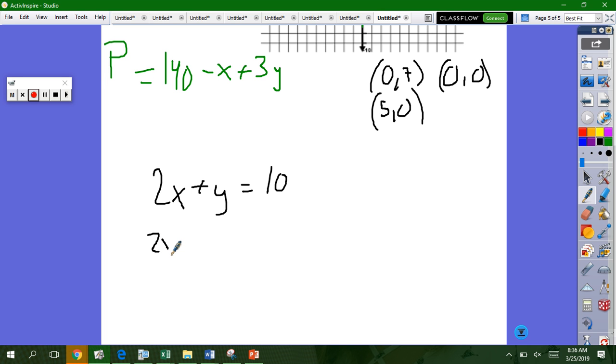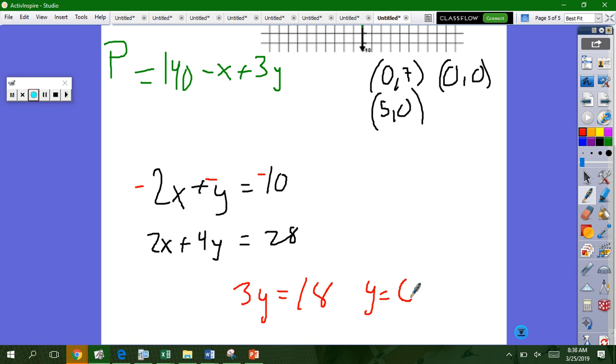2x plus 4y equal to 28. All right. So we're going to do the system. So notice it's really nice that our x's are aligned, aren't they? So I just need to negate one of those. So I'm going to negate the top one. And so therefore I get 3y equals 18. So my y value is 6. Feel good about that? Okay.